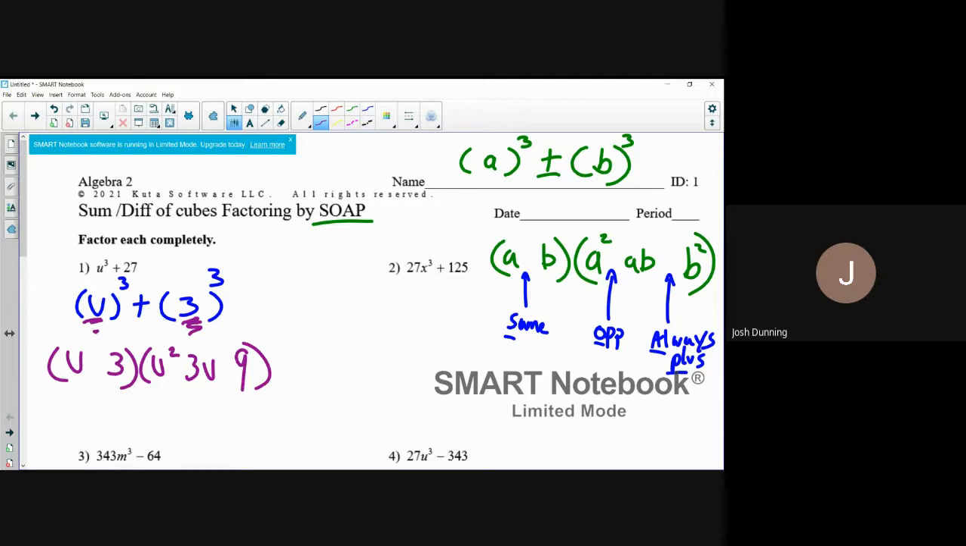Now do the SOAP thing. The first sign, same as the question, plus, then the opposite, minus, always plus. Done.